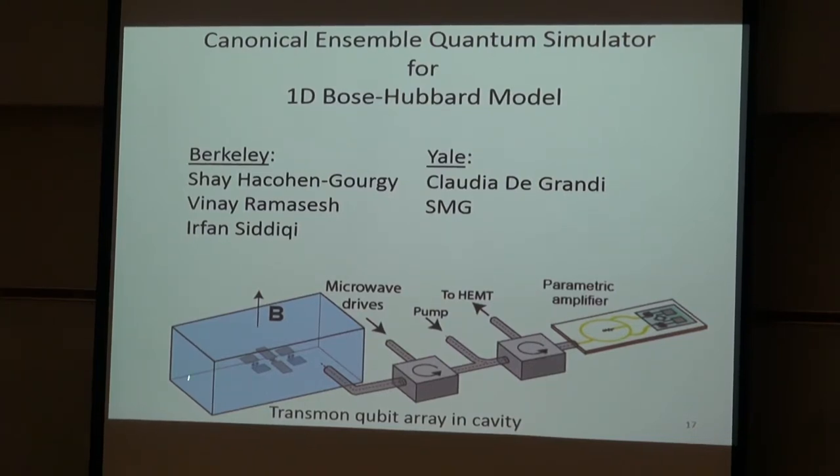So there's a copper cavity, so that you can put a magnetic field in there, and the magnetic field is used in the SQUID loops in these transmon qubits to give a giant Zeeman effect. You can tune the qubits relative to each other using this magnetic field. And you can send in microwave drives, and you have a parametric amplifier, and you can both drive this cavity, drive the qubits, and read out the state of the qubits, all using one wire, essentially.